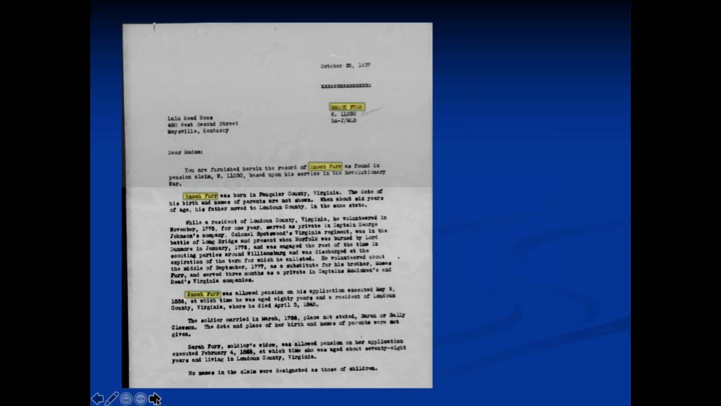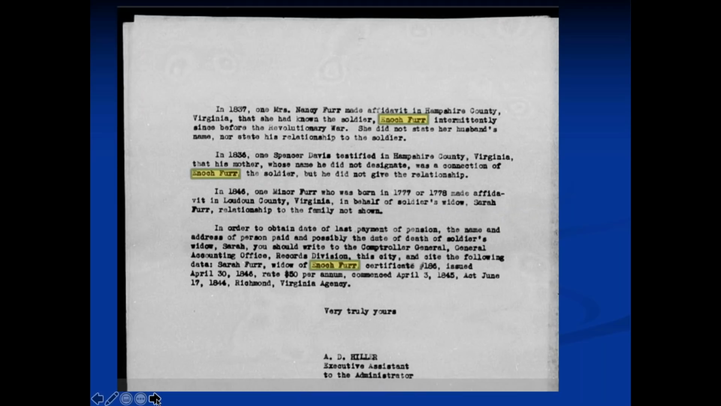inside the pension. What you want to do with these letters is find the place in the pension where they found the information to put in the letter. These can go on for a couple of pages. It may mention people who have the same surname but doesn't provide a relationship. These are all clues to which direction you want to go.